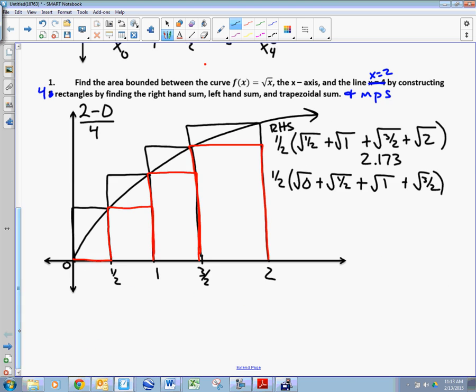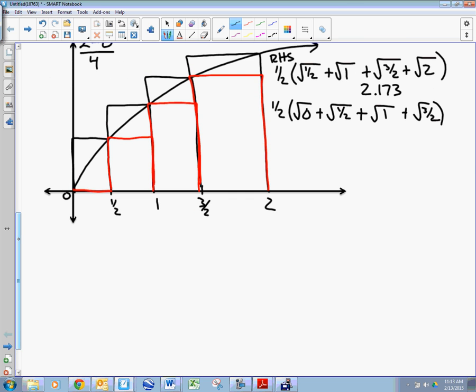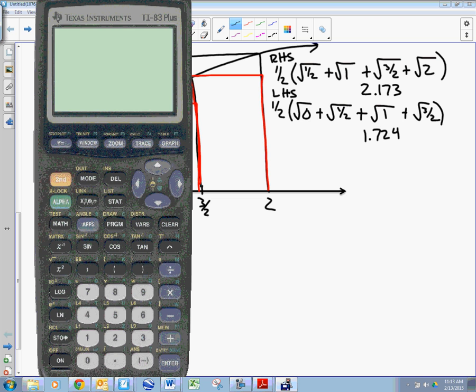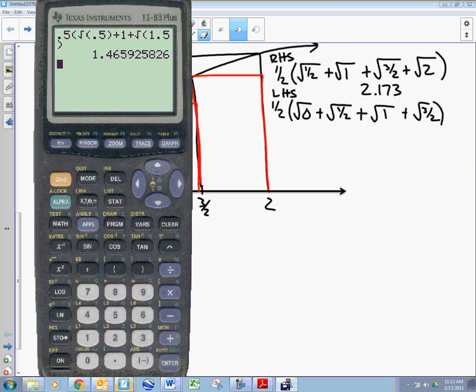All right. So, what do you get? 1.724. I'll try it. 0.5 times (square root of 0.5) plus 1 plus square root of 1.5 equals, yep, 1.466. All right.